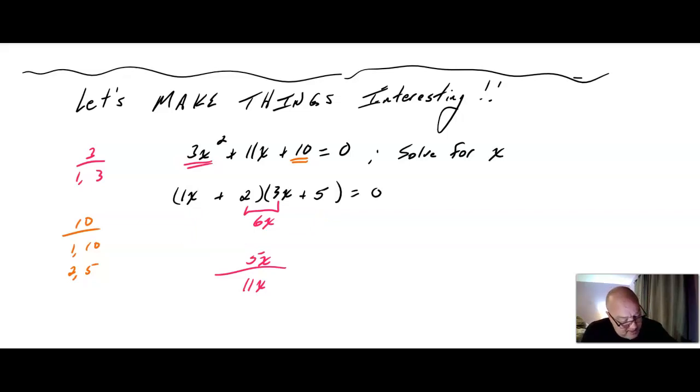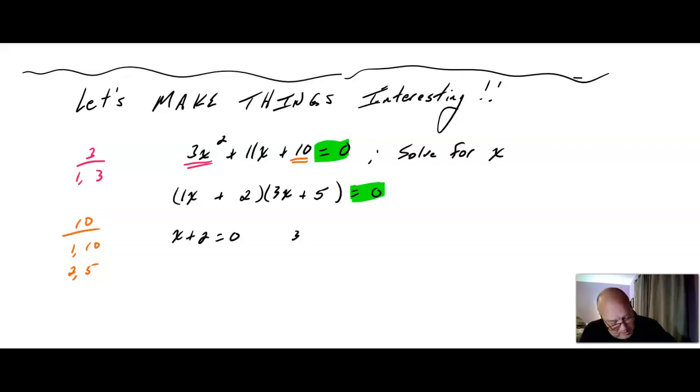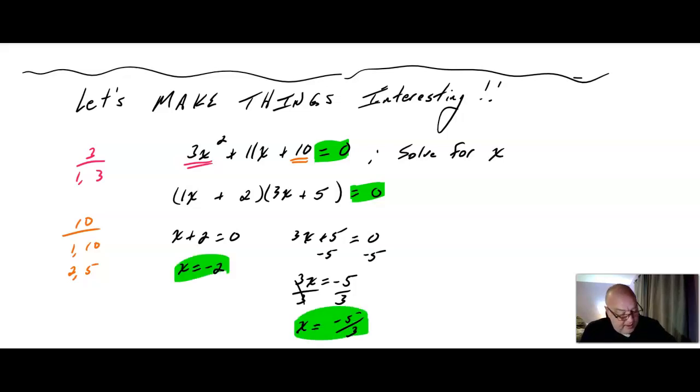All right, but the problem is not done yet, because I bring down my set equal to 0. Remember, we're solving this one for x. So now I can say either this factor, x plus 2, is equal to 0, or this factor, 3x plus 5, is equal to 0. Here, I get x equals negative 2. On the right, when I subtract 5, I get 3x equals negative 5. Divide by 3, x equals negative 5/3. And I have my two values of x that cause that quadratic equation to equal 0.